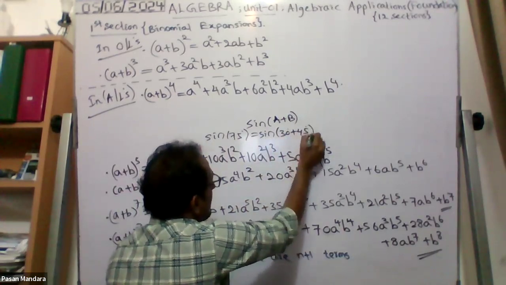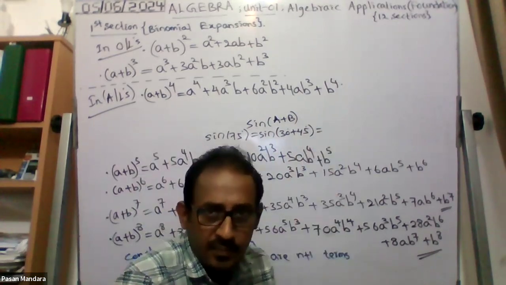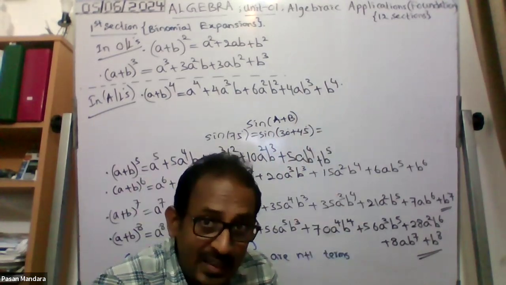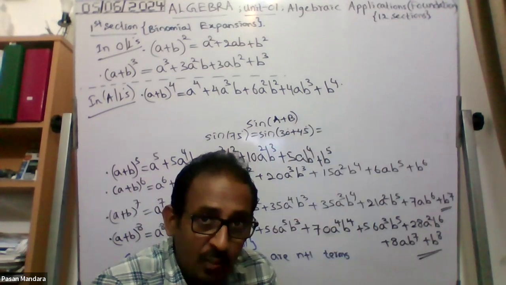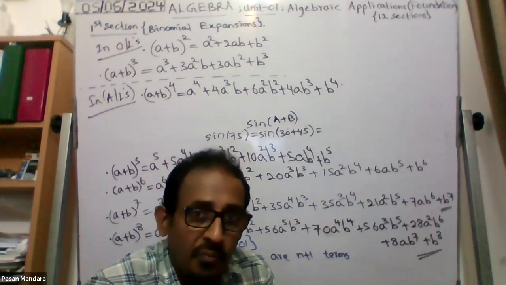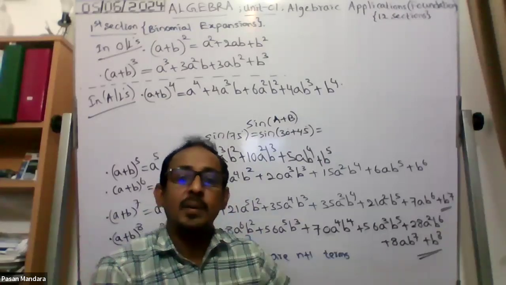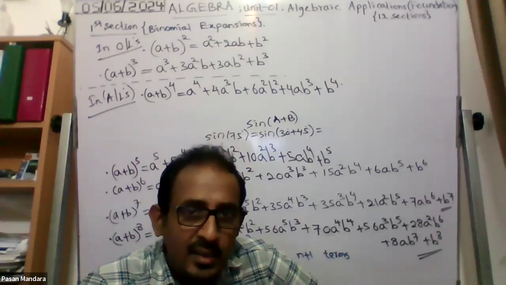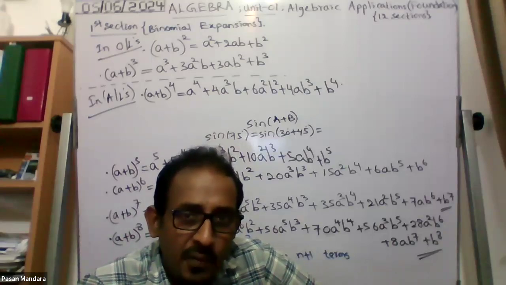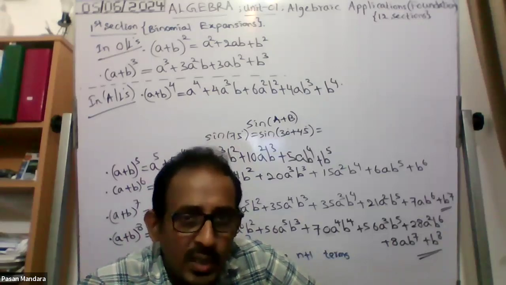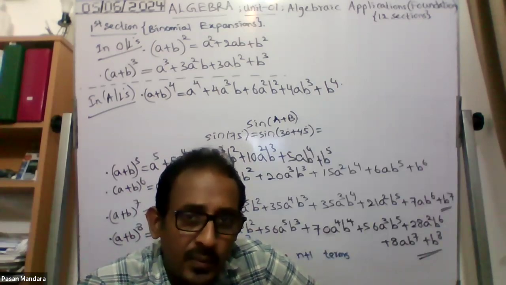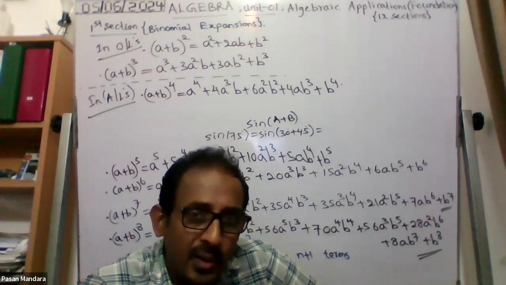I'm 100% sure 75 is 30 plus 45. But Murphy's law always goes with math students: if something can go wrong, it will. If you think sine of 30 plus 45 is sine 30 plus sine 45, sine 30 is half, 0.5. Sine 45 is root 2 over 2, that is 0.7. 0.5 plus 0.7 is 1.2. So you got sine 75 as 1.2.